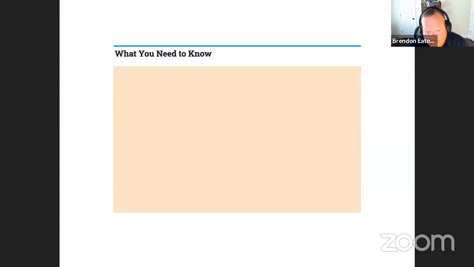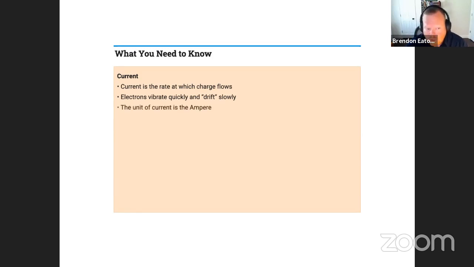Let's go through what you need to know to be successful on this year's AP Physics 2 exam. First off, current is the rate at which charge flows. You've probably heard that before, but we're going to go into more detail about that today. We will also discuss how electrons vibrate quickly and drift slowly, and the unit of current is ampere. We'll also dive into potential difference and current being the rate at which charge flows again.